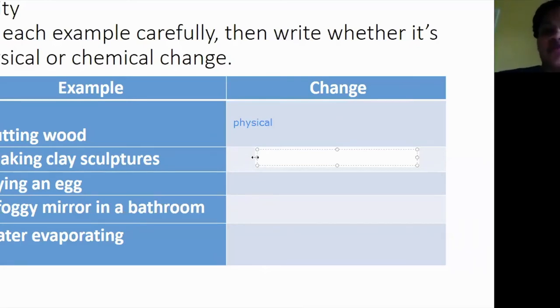Okay, so the first one was cutting wood. The second one is making clay sculptures. Think about clay that you actually play with or had played with before. Would it be physical or chemical? Awesome job, guys. Very good. The next one is frying an egg. Someone had already said this one. So that one is chemical. And I see someone answering all one time. Thank you so much.